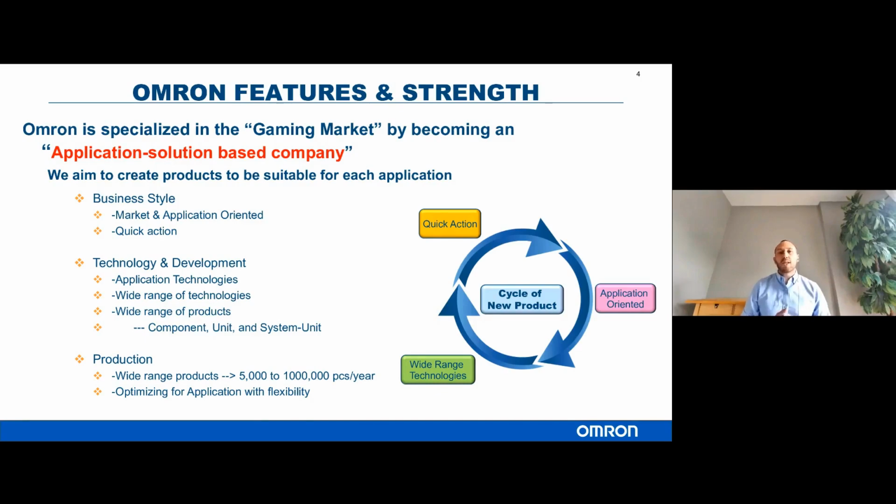From a production standpoint, we understand that the needs in a slot machine or any kind of manufacturing within casino gaming are going to range from small lot sizes all the way up to big volume. So our production lines are set up to handle anywhere from 5,000 pieces a year up to 1 million pieces a year. We want to really understand and meet the volume that is required.